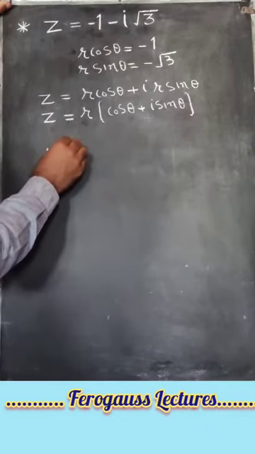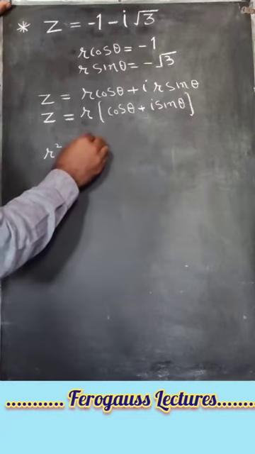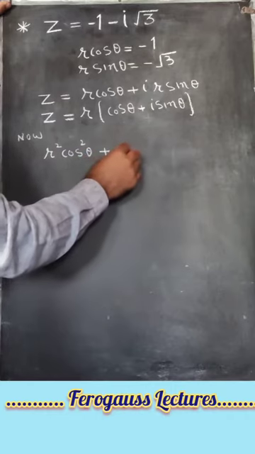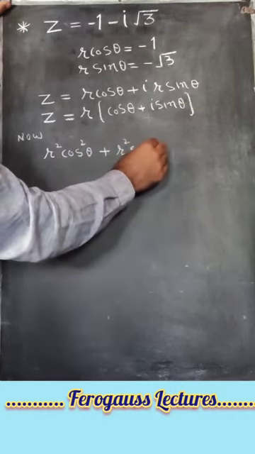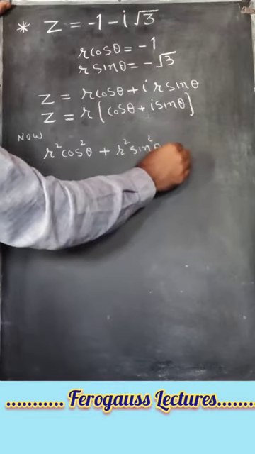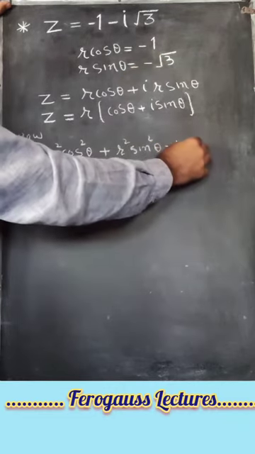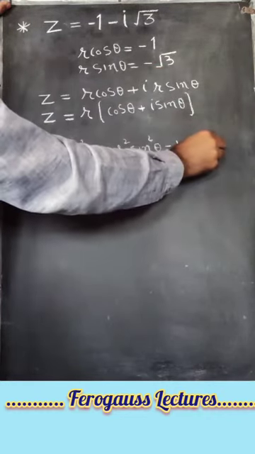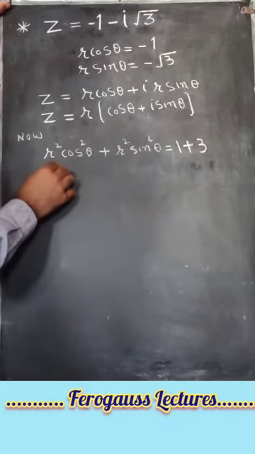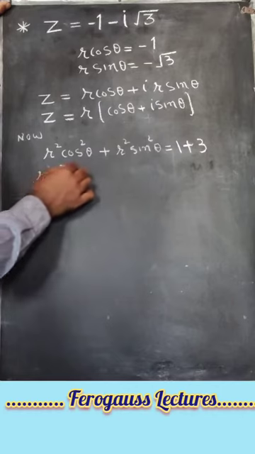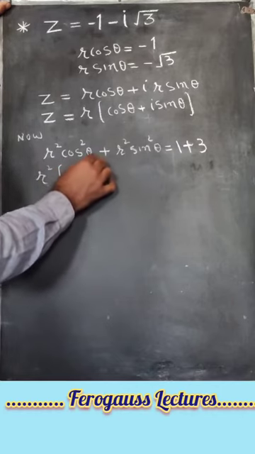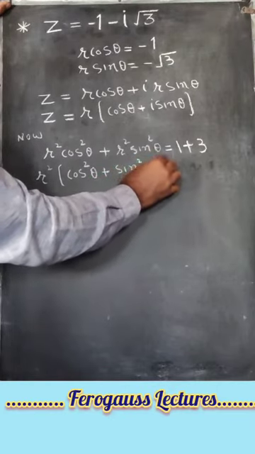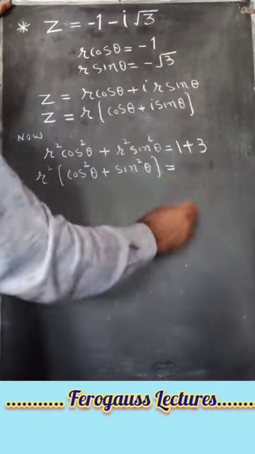r square cos square theta plus r square sin square theta is equal to -1 square is 1 plus minus square root of 3 square is equal to 3. Take r square common, so we have r square times cos square theta plus sin square theta equal to 1 plus 3 is equal to 4.